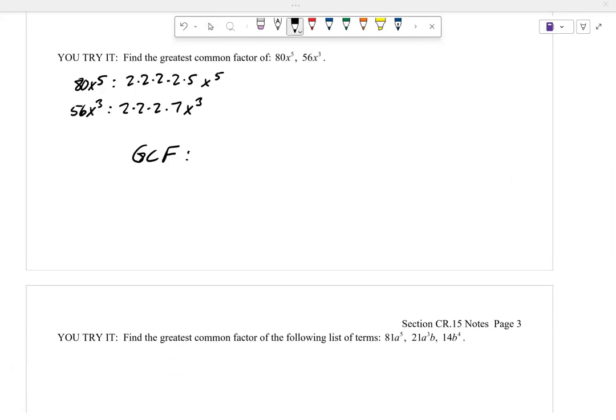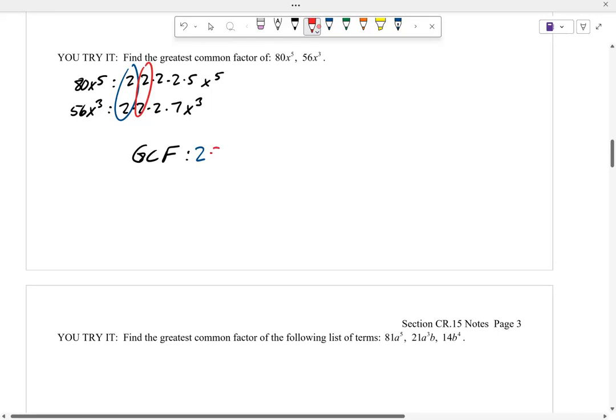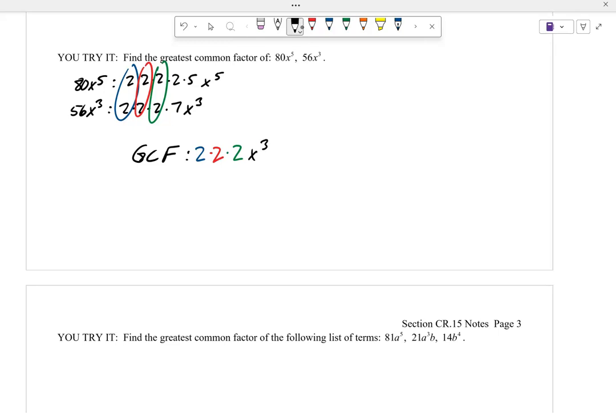Hopefully once you wrote those as a product of primes, you see they all have a 2. They all have another 2 they share. Looks like they have another 2 they share. And then at most, the top one has 5 x's, the bottom one has 3 x's. So at most, we share 3 x's. So our greatest common factor would be 8x to the third on that one.